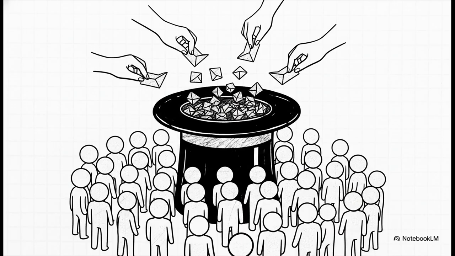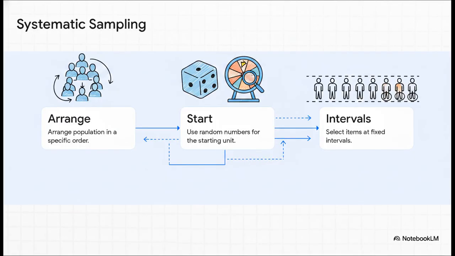Now, in professional research, instead of a physical hat, we usually use computer-generated random numbers, but the core principle is exactly the same. And this works brilliantly for homogeneous groups where everyone in the group is relatively similar to begin with. But, what if you want to be just a little more systematic? Well, predictably enough, that gives us systematic sampling.